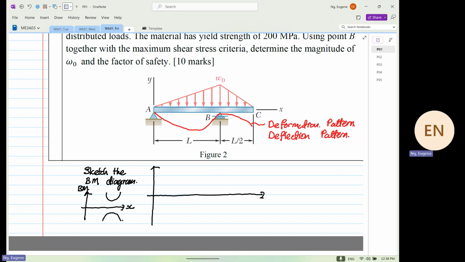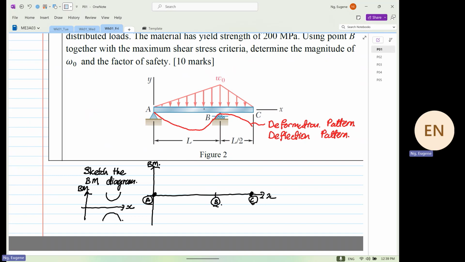So this is my bending moment diagram. And this is X. This is my point A, this is my point B, and this is my point C. We know for a fact that at point A, the bending moment is equal to 0. And we know for a fact that at point C it is also equal to what? 0. Again, I repeat, this is just a sketch.